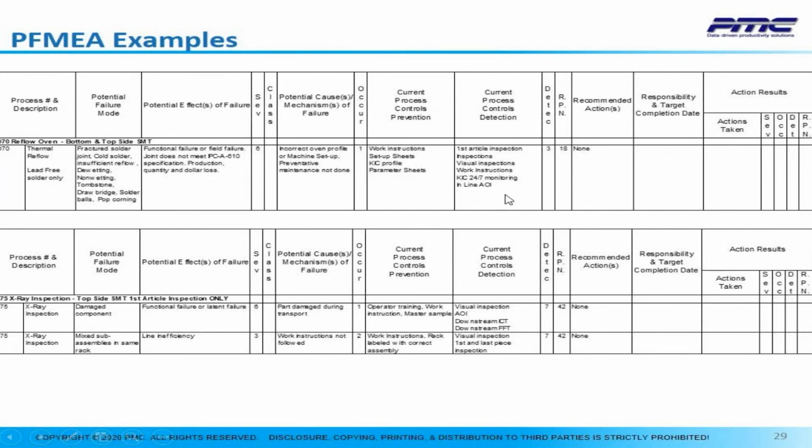The detection control they have is a first article inspection, visual inspection, work instructions, and again, the monitoring in line, the AOI. And again, this one over here, if you look at the severity was 6, occurrence 1, and detection 3, so the RPN was 18. In this example, they didn't react to this because the team believed the RPN was low enough, so risk was very minimum.